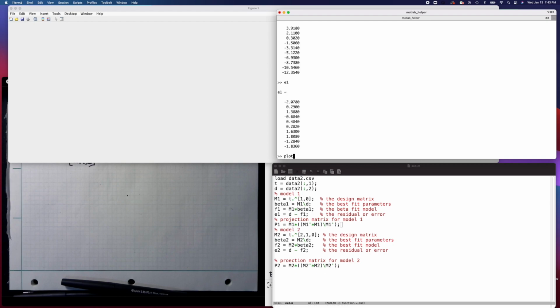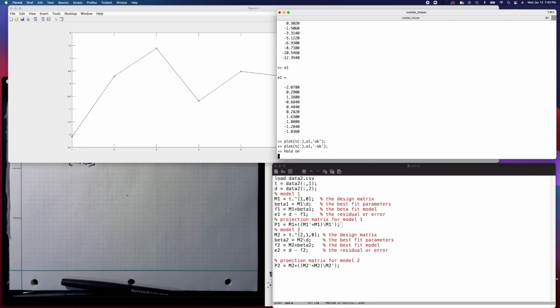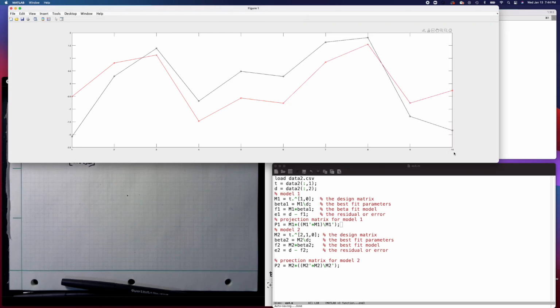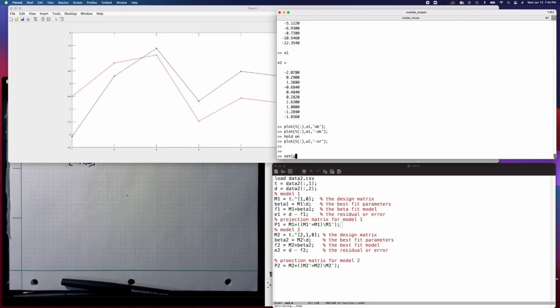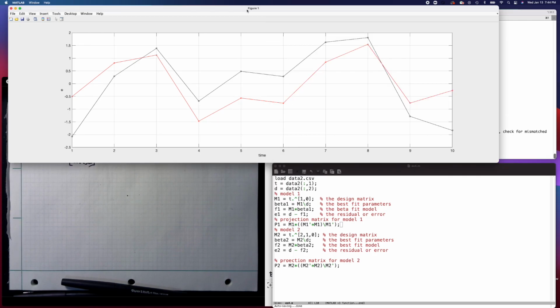So let's plot all these. Plot T, E1, circle black with the line. And then hold on, plot T, E2 with the line, squares in red. So these are the residuals. Let me make the font size bigger. Set GCA font size. So these are our two error vectors, the components. Remember, they live in a 10-dimensional space. And the red one, see the 0 line is over here in the middle. So in general, the red one is mostly closer to the 0 line almost everywhere. Not everywhere, but almost everywhere.